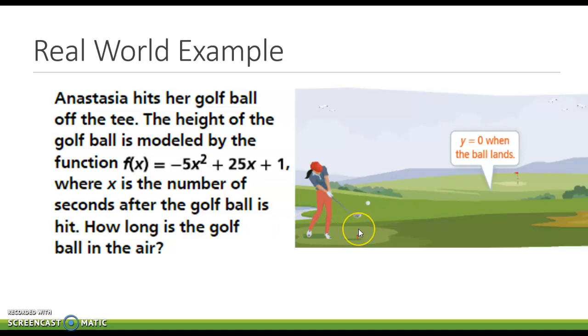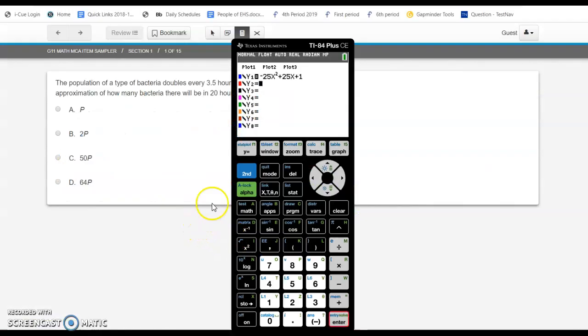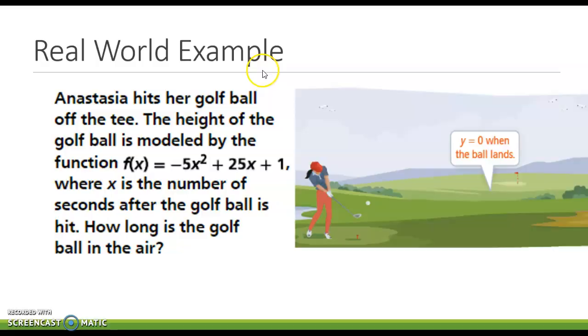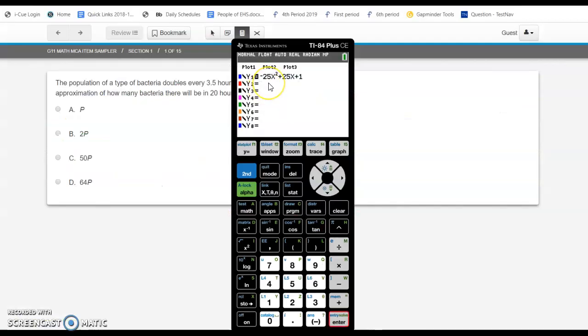So she's hitting the ball off of her tee. It's making a parabola shape, and then it's hitting the ground. When the ball lands, the height will be 0. So we're interested in finding the zeros of this function. So we're going to do that. We want negative 5x squared plus 25x plus 1. Make sure that when you type this function into your calculator, you're using the negative button to make that negative sign appear.